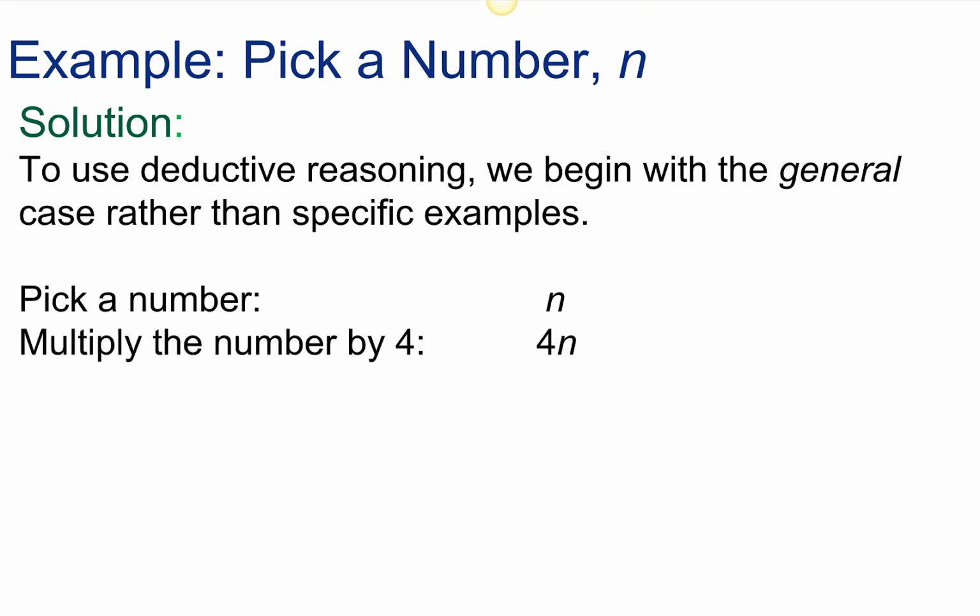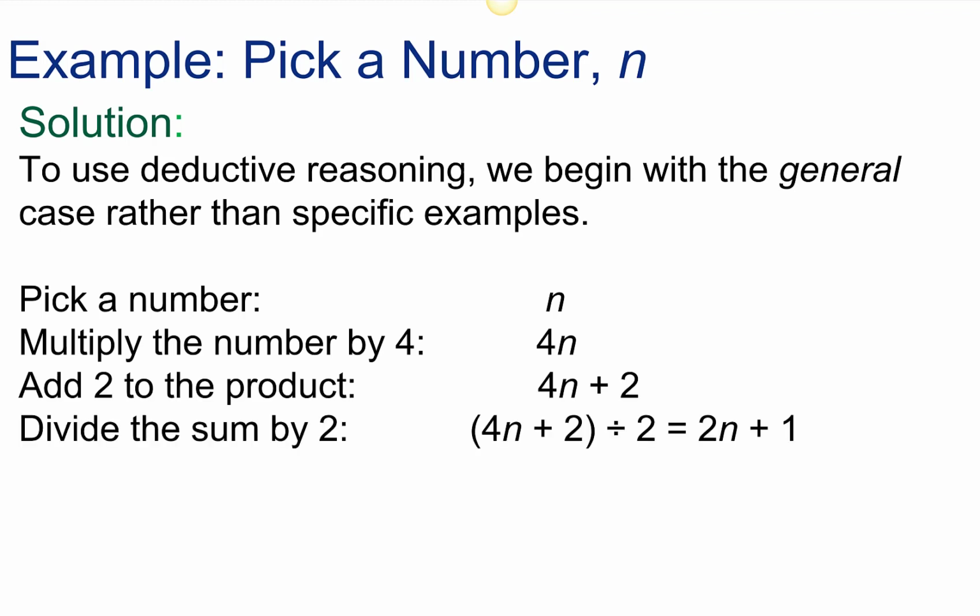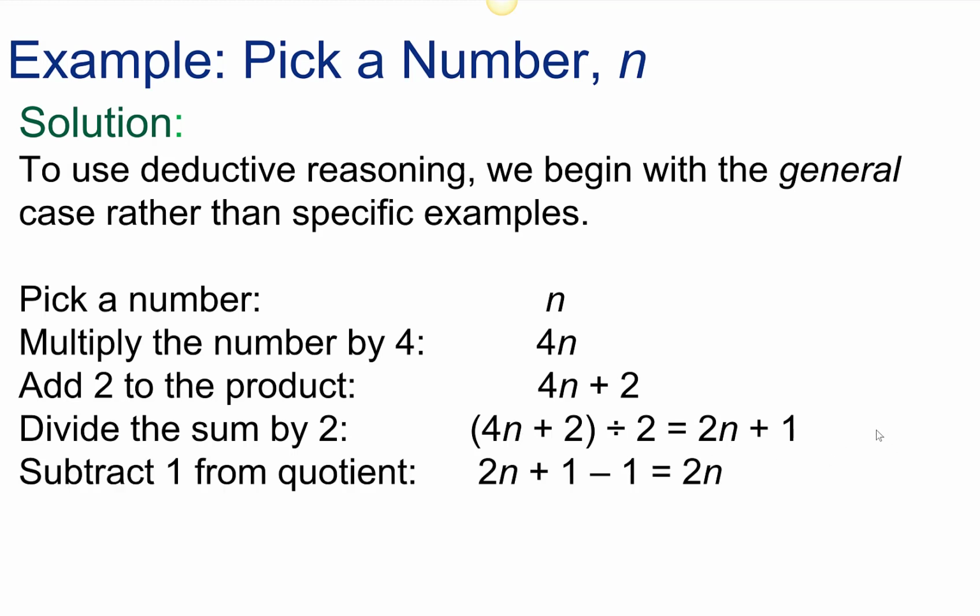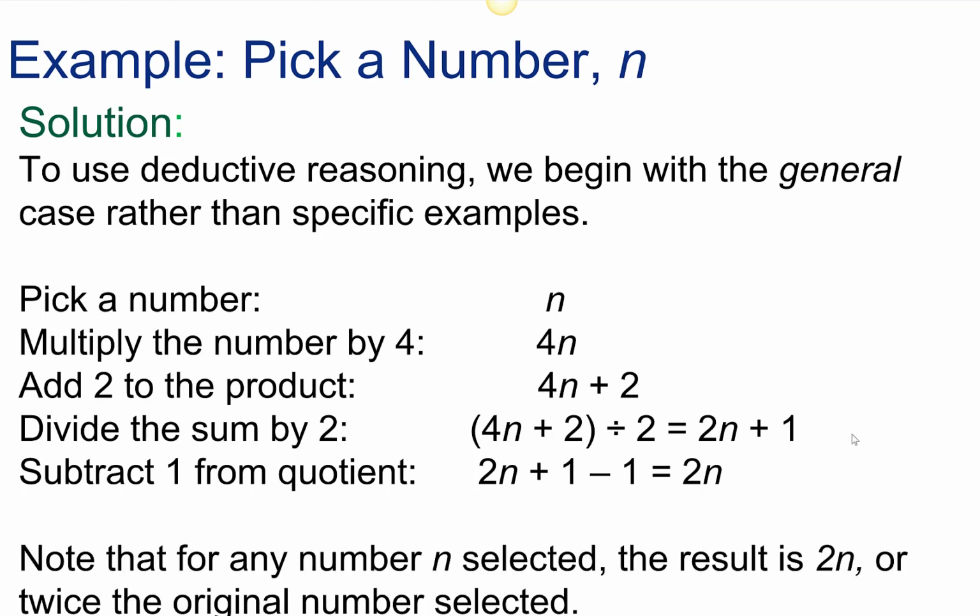And then we're going to multiply it by 4. We're going to add 2. We're going to divide by 2. So when I take 4n plus 2 and divide by 2, 2 goes into 4n 2n times, 2 goes into 2 one time, and then I'm going to subtract 1, and look what I end up with, 2n, which is exactly what I said when I picked specific numbers. So we've now proven that the answer actually is 2n.